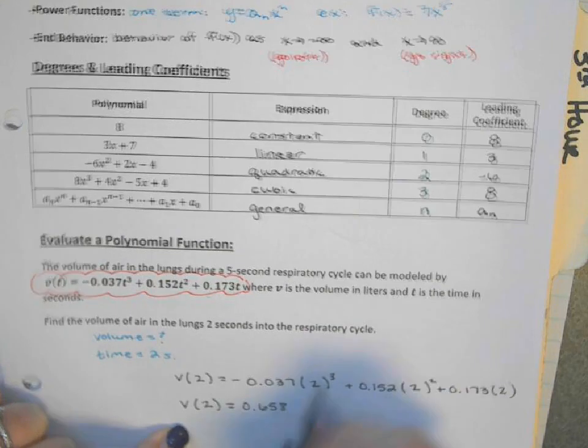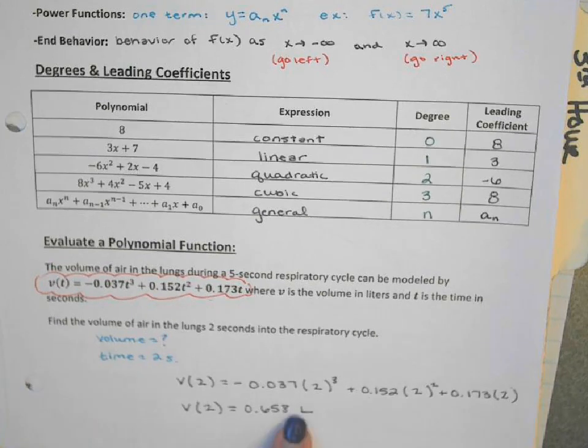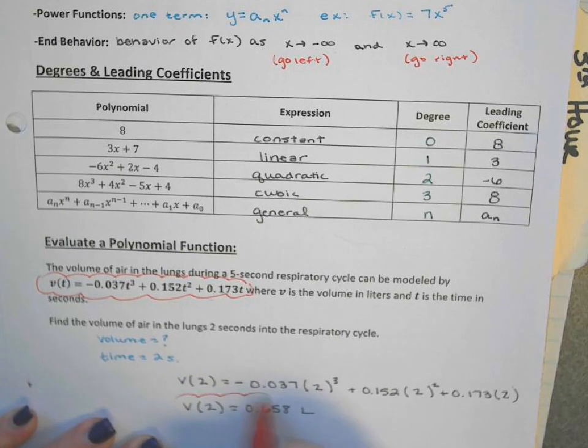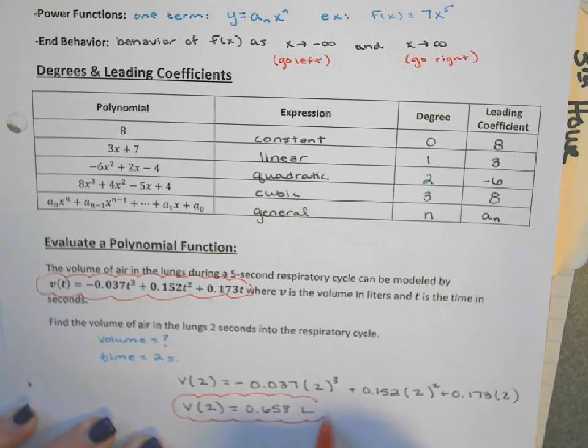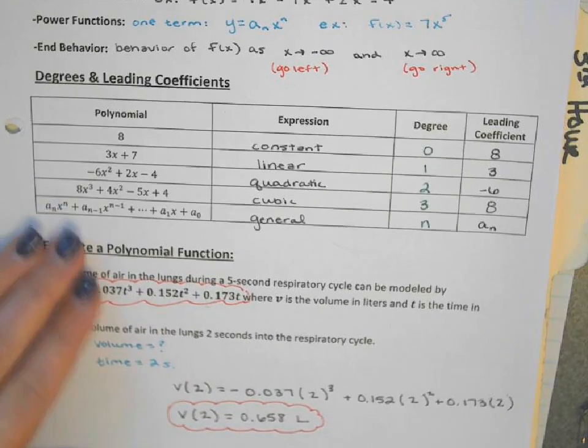Volume is in liters, so I want to make sure that I make it look like I really paid attention to what was going on in the story problem, and I make sure to put a unit on there. So that's my answer. The volume at 2 seconds is 0.658 liters. That's that. All right, ready to flip the page? So you have to know how to plug things in.